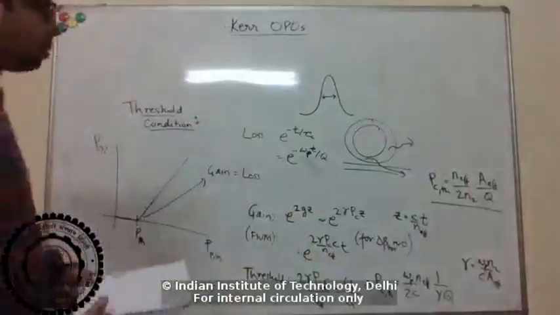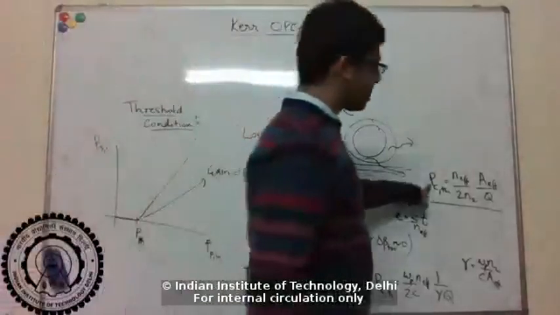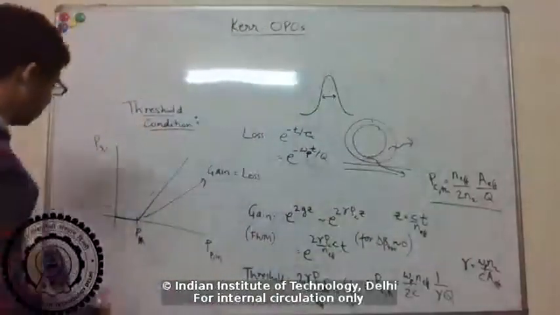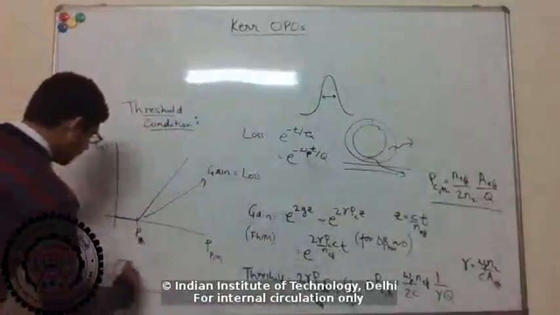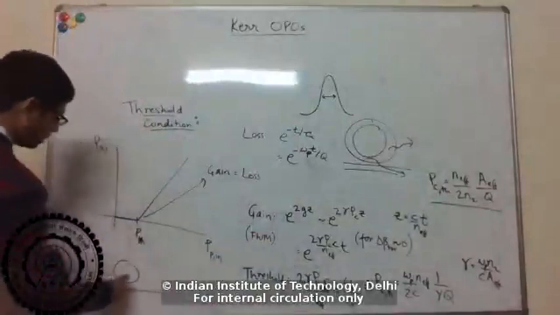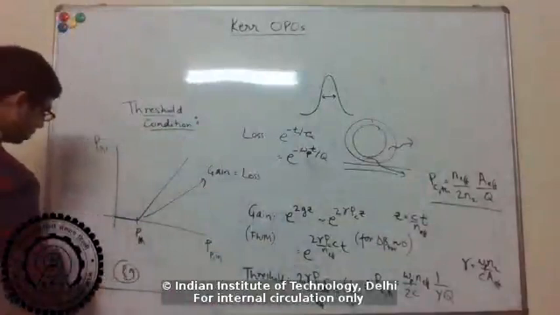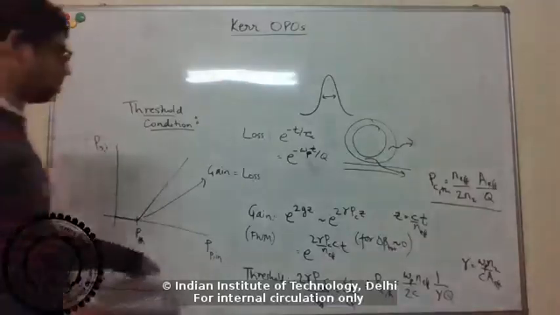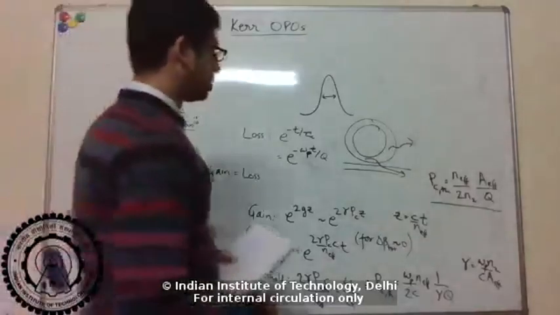Right. So this is the power inside the cavity. But what is in our control is the power we send into the waveguide here. So this is the power inside the cavity. How is it related to the power that we send in from here? That is related to the coupling.